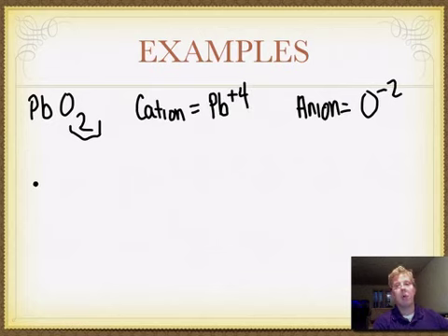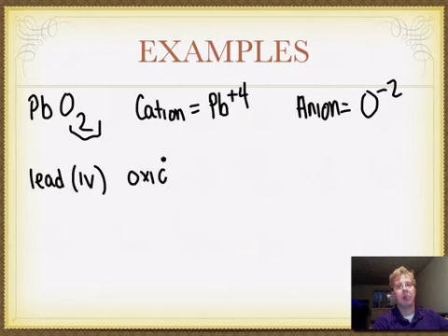Now lead can have more than one charge, and so if you don't include the Roman numerals when you write the name, how would you know which lead you're dealing with? PbO is a very different compound from PbO2. So I would need to make sure I include the charge of lead, and in this case it's lead 4. Our oxygen atom is not a polyatomic ion, so we're just going to change the ending to IDE, and it's just going to become lead 4 oxide.